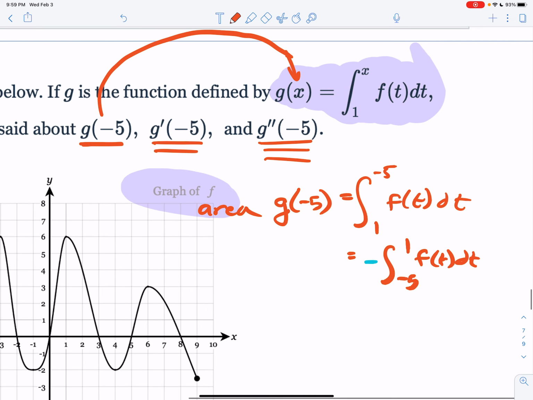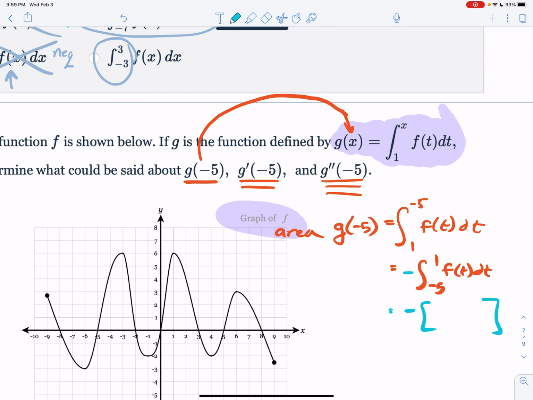Okay, so what I'm going to do, first I'll bring down that negative on the outside so that I don't forget about that. I'm going to have to eyeball what the integral of f is from -5 to 1. And remember, this means the area. Okay, so kind of like what we just did in the last example.